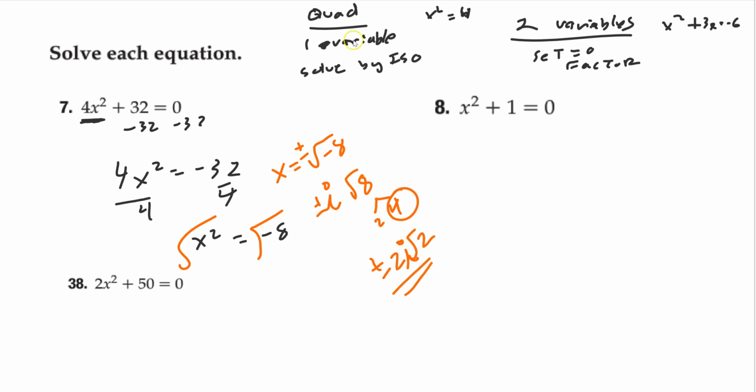So that's how that works. Isolate it, you can get negatives. We're not scared of that anymore. This is an i. Pull the i out and then solve it like normal. Let's do these other two to make sure we got this. This one, get this by itself.